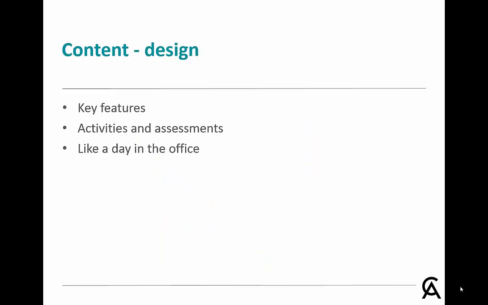To help you analyze and evaluate information and business situations, Capstone has been designed around 3 key features. The assessment in Capstone and the activities have been designed to assist you with your analysis and evaluation, and we have designed Capstone to mirror in part a day in the life of the office. We're going to look through each of these now.